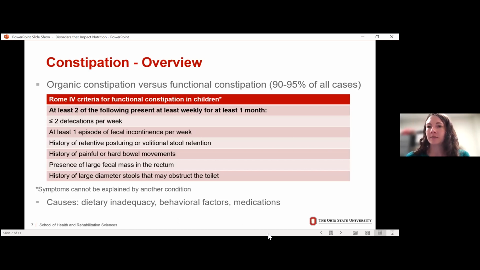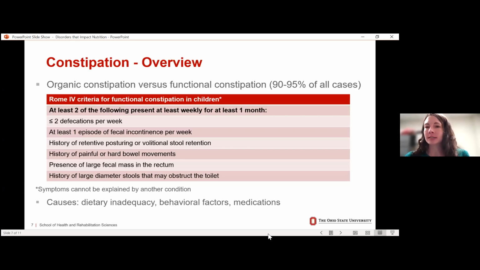So for example, if we think of spina bifida or cerebral palsy, those involve the neurological system, and impairments in nerves can also lead to impairments in bowel motility, so how the bowel is actually pushing contents of food throughout the gastrointestinal tract. Functional constipation is when there's really no underlying medical reason for it. And the Rome 4 criteria is used to diagnose functional constipation in children. And I have that criteria presented up here.